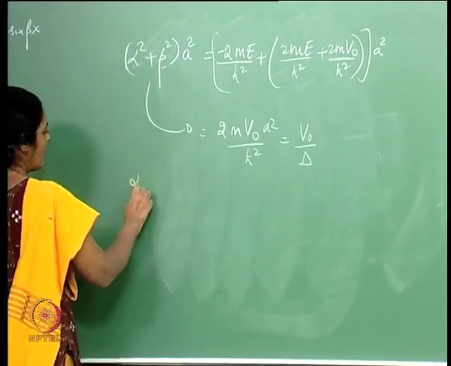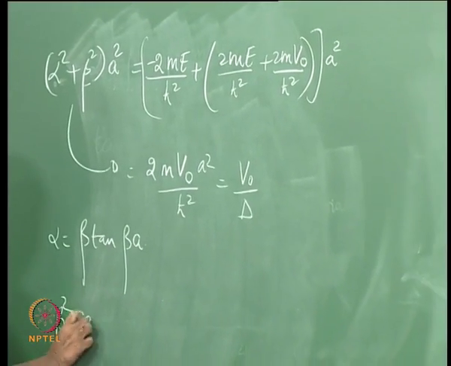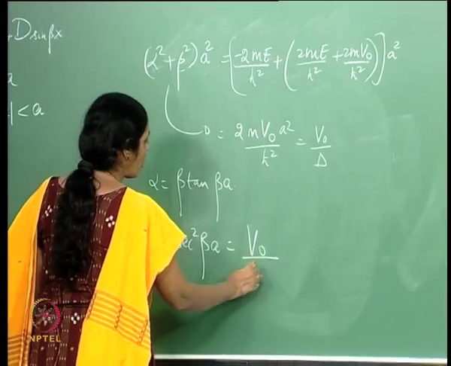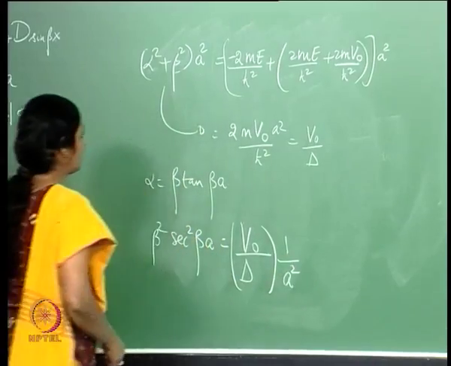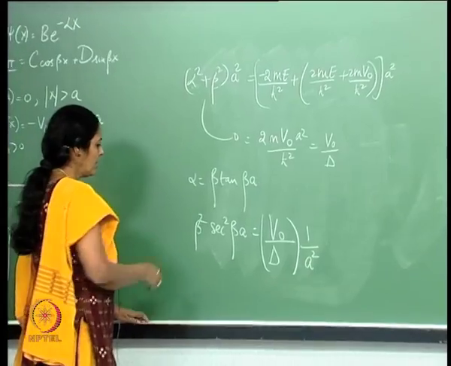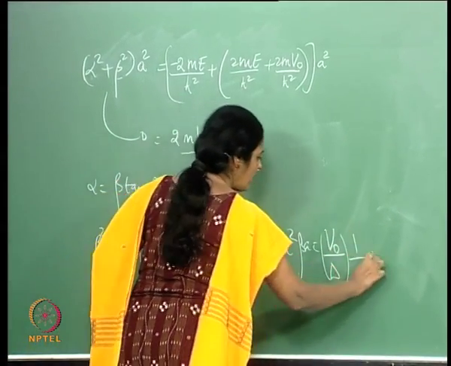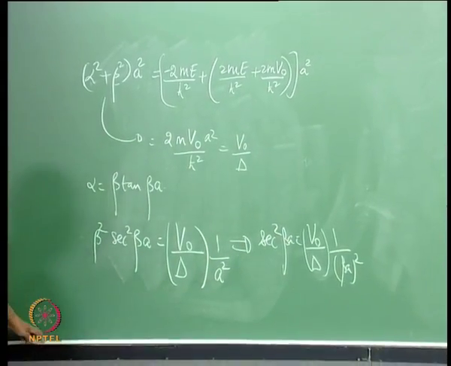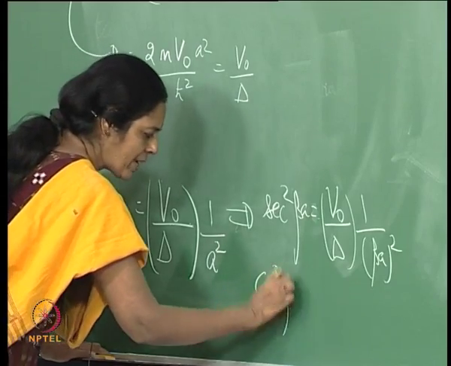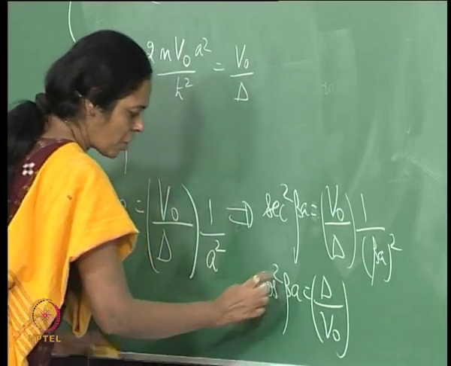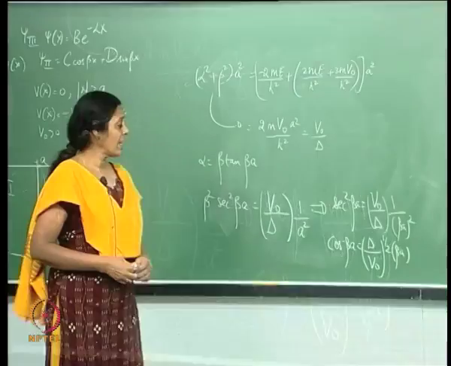So let me substitute in this equation alpha is beta tan beta A. Now if I did that, I have beta squared times secant squared beta A is equal to V naught by delta, with a 1 by A squared. And therefore this implies that secant squared beta A is V naught by delta times (1 by beta A) the whole squared. In other words, cos squared beta A is delta by V naught times beta A squared, so cos beta A is delta by V naught to the power of half times beta A. That is what I have for my equation.